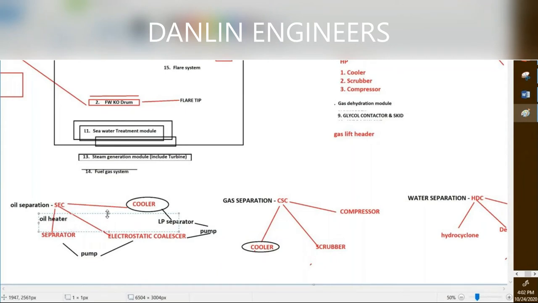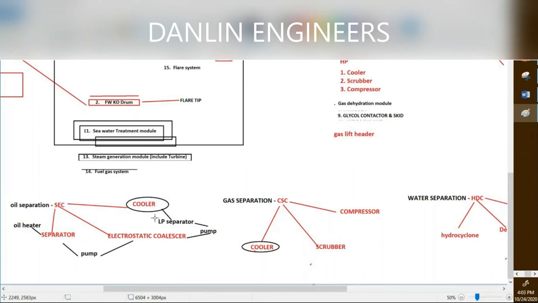An oil heater comes into the picture only if there is a requirement. Normally, for the separator, they require some temperature to heat the oil. If required, I'm telling you, it's not a necessary thing. It depends on the project requirement, so it's not mandatory. The mandatory vessels are only the red highlighted ones: the separator, the cooler, the electrostatic equalizer, and the cooler.